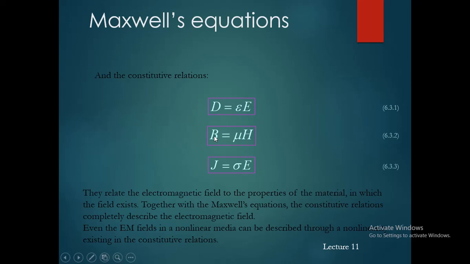Here B is the magnetic flux density, H is the magnetic field strength, and mu is the permeability, and J is equal to sigma into E. J is the conduction current density, E is the electric field strength, and sigma is the conductivity. So they relate the electromagnetic field to properties of the material in which the field exists. Together, the Maxwell's equations and the constitutive relations completely describe the electromagnetic field. Even electromagnetic fields in a nonlinear medium can be described through nonlinearity in the constitutive relations.